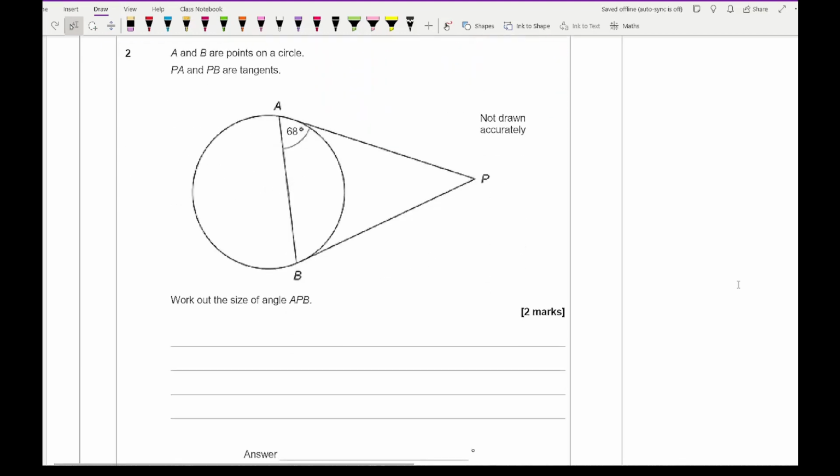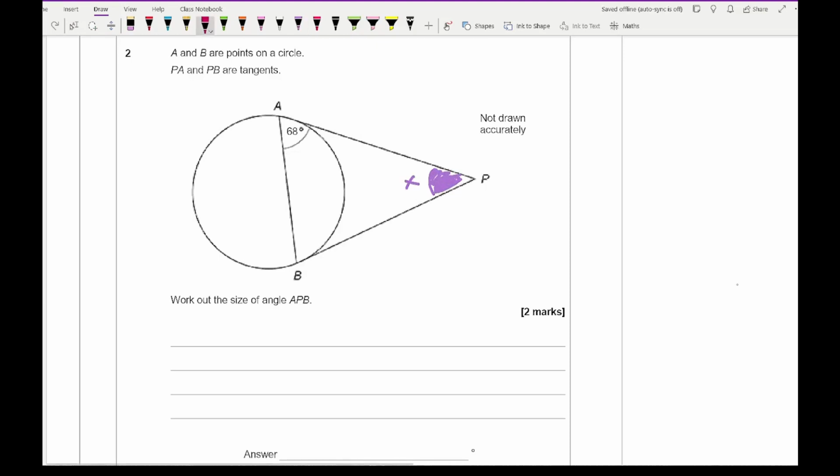Then moving on to question 2, it says AB are points on a circle, and it says PA and PB are tangents. Work out the size of angle APB. So APB is this angle here, and let me just start by calling that X.